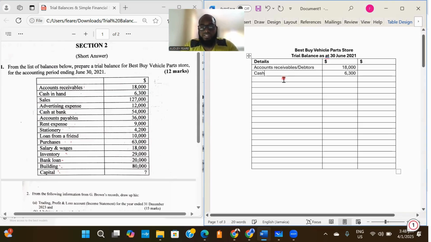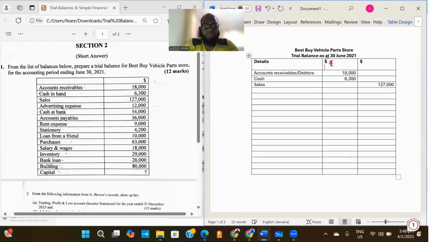Then move on to our sales. Our sales will be credited. So we go to the credit side, and of course, we're going to put $127,000. For some reason, I'm not seeing in this where we have the debit and the credit. So just spare me a second as I just do that here. Debit, credit.